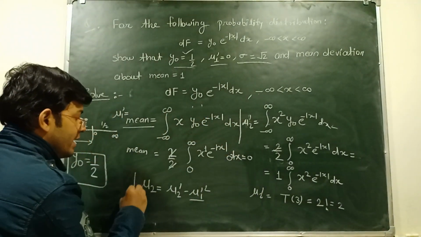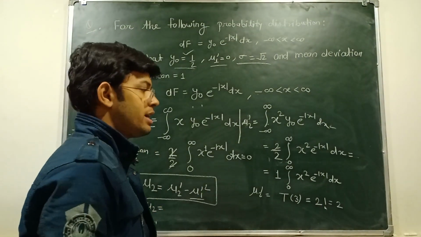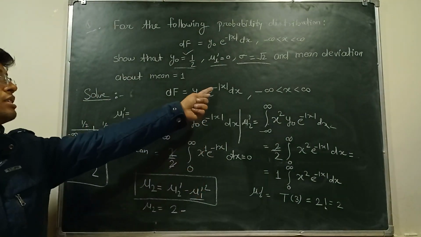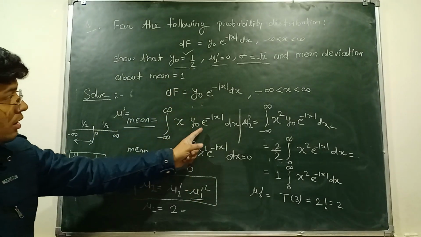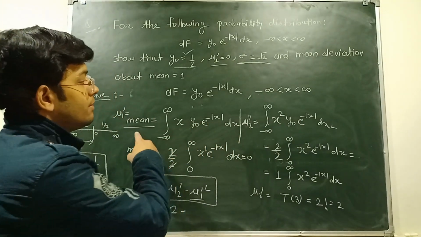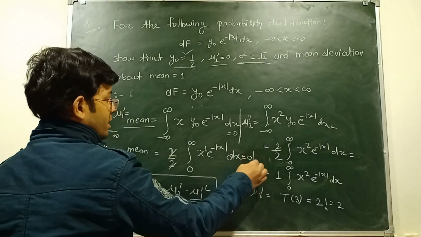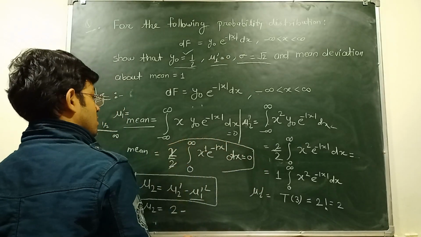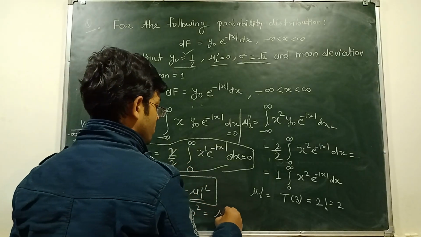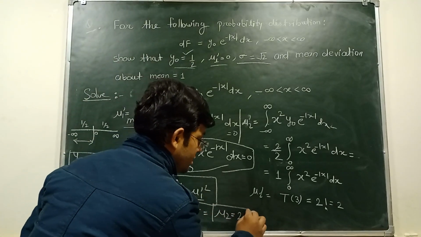Now we will find the value of variance. This is the formula of the variance. So mu2 is equal to mu2 dash minus mu1 dash square, that is 2 minus mu1 dash square. Mu1 dash is equal to 0 because this is the value of the mean, so 0 square, then mu2 is equal to 2. Now this is the variance.